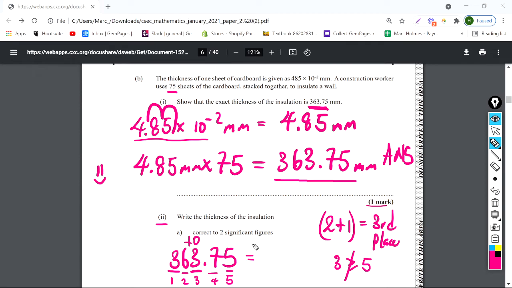So the answer, guys, to 2 significant figures, would be 360 millimeters. Cool. The 2 significant figures are the 3 and the 6, and the 3 we just change to a 0. All right, so this is really simple, guys, and we can move on now. Let's finish up this question.